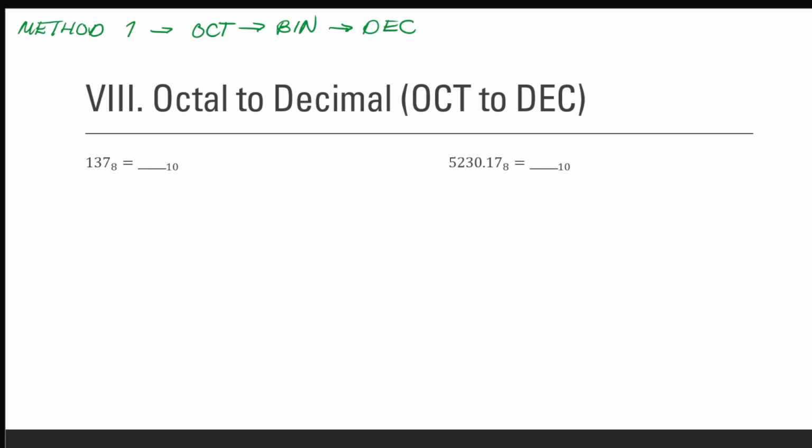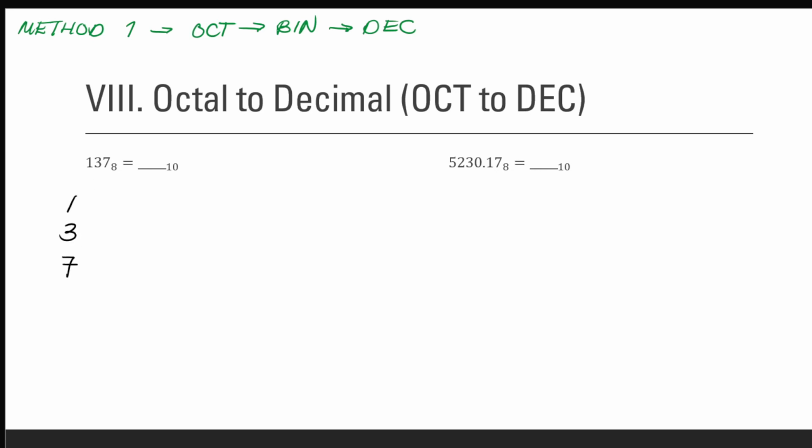No? Which is kind of lengthy. But if you are not aware of how to convert octal to decimal, then you can proceed with method number 1. Method number 2 naman natin is the direct. So, we're going to write our given 137 just like this one.